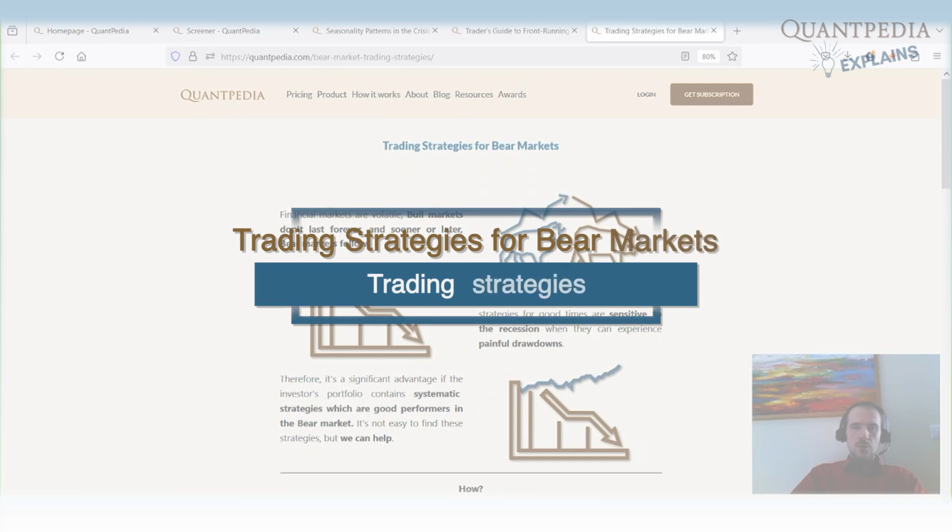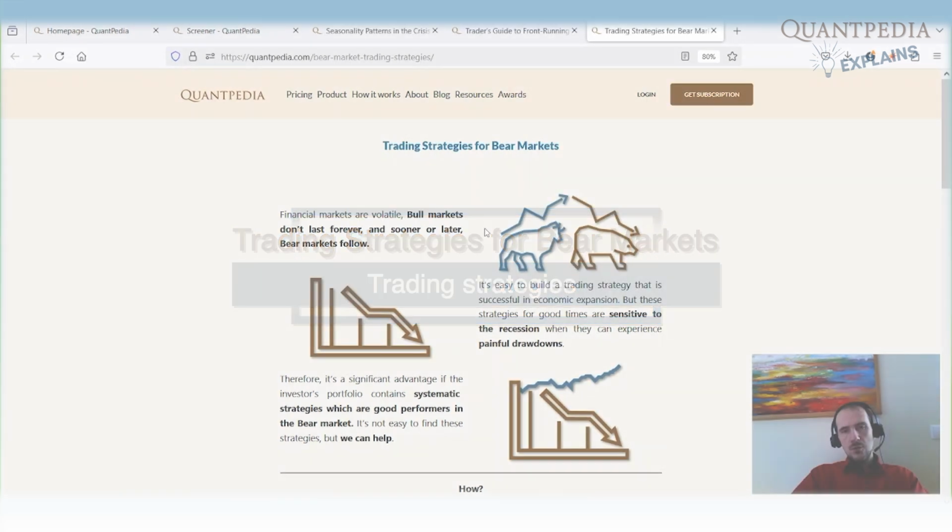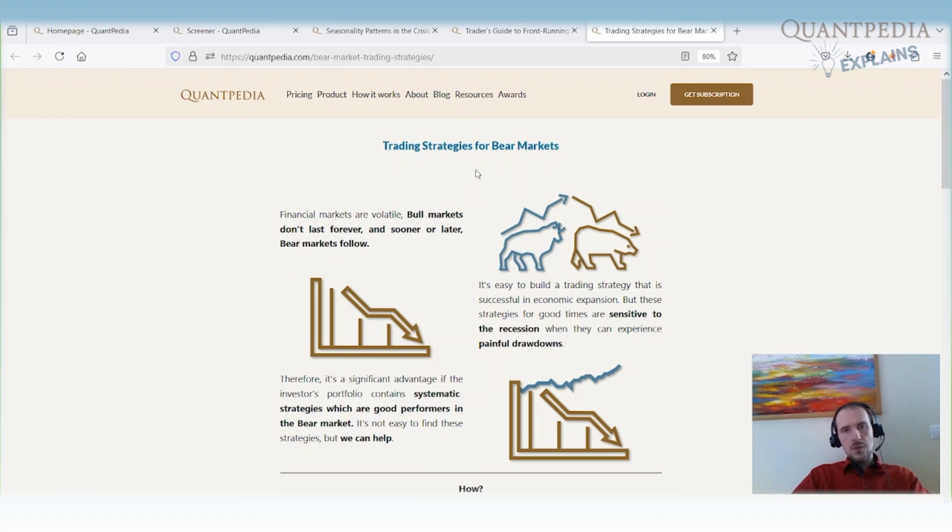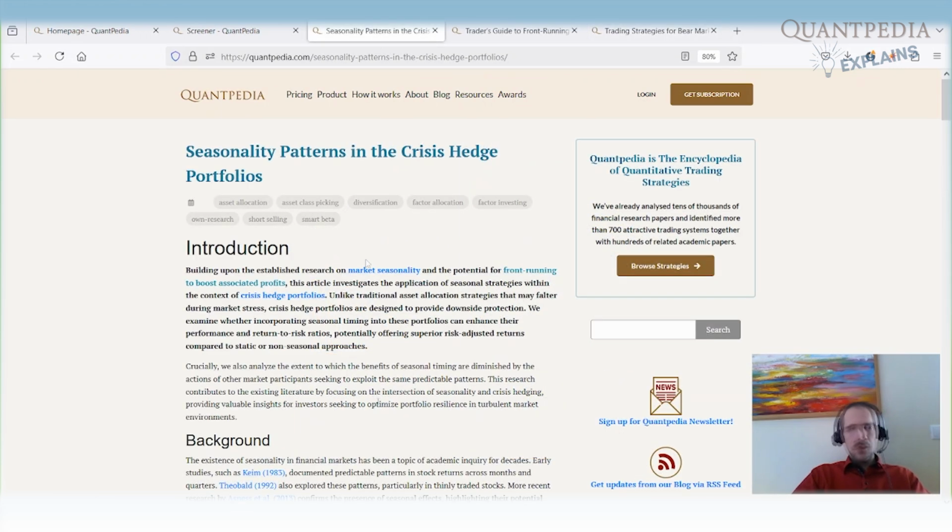As we mentioned before, these crisis hedge portfolios are very great to hedge your portfolio in a crisis. Now, if you are interested into those strategies, we have a dedicated page, trading strategies for bear market, and you can also read about them on this individual subpage. Let's get back to seasonality patterns.